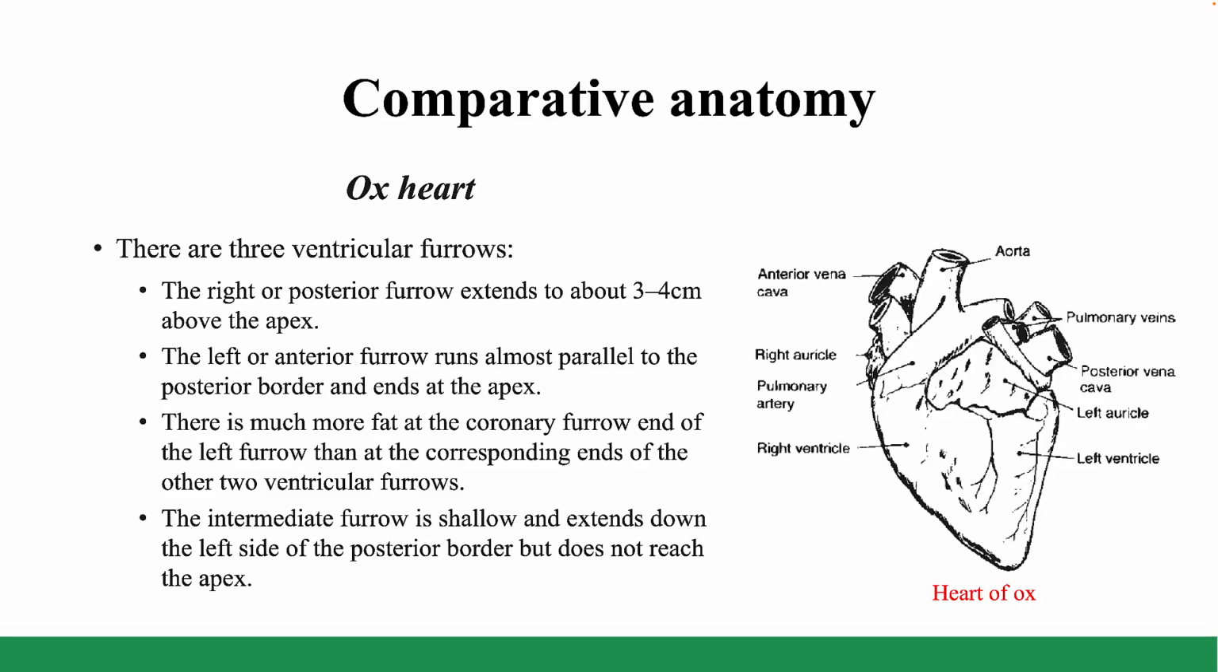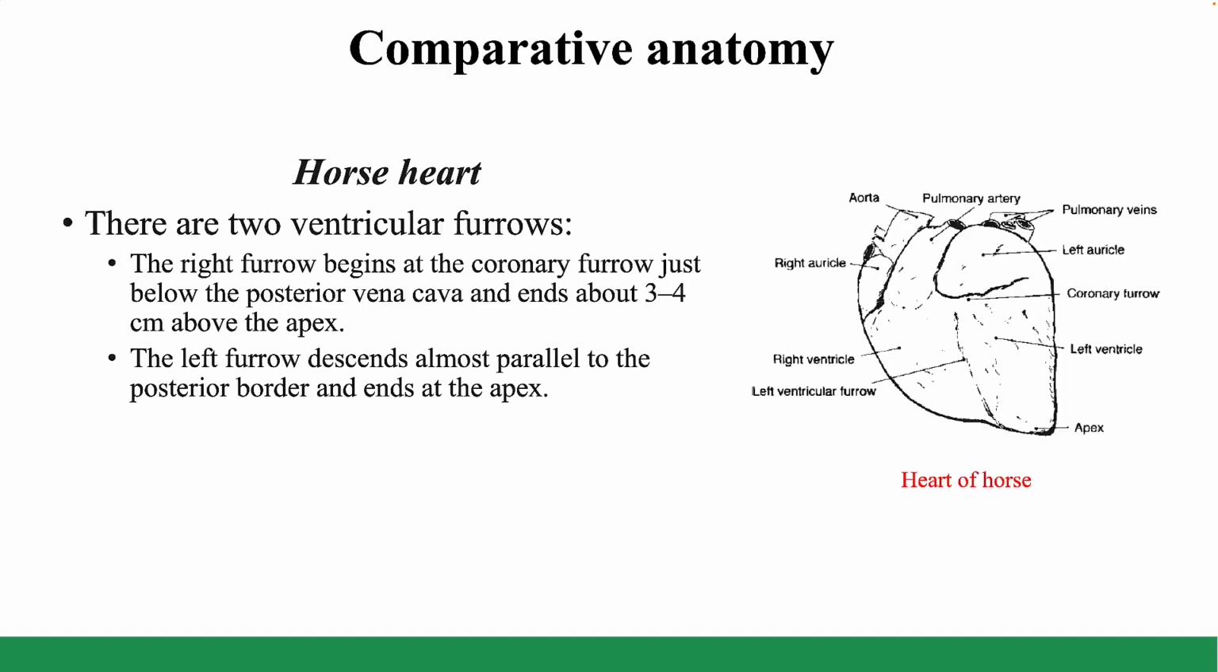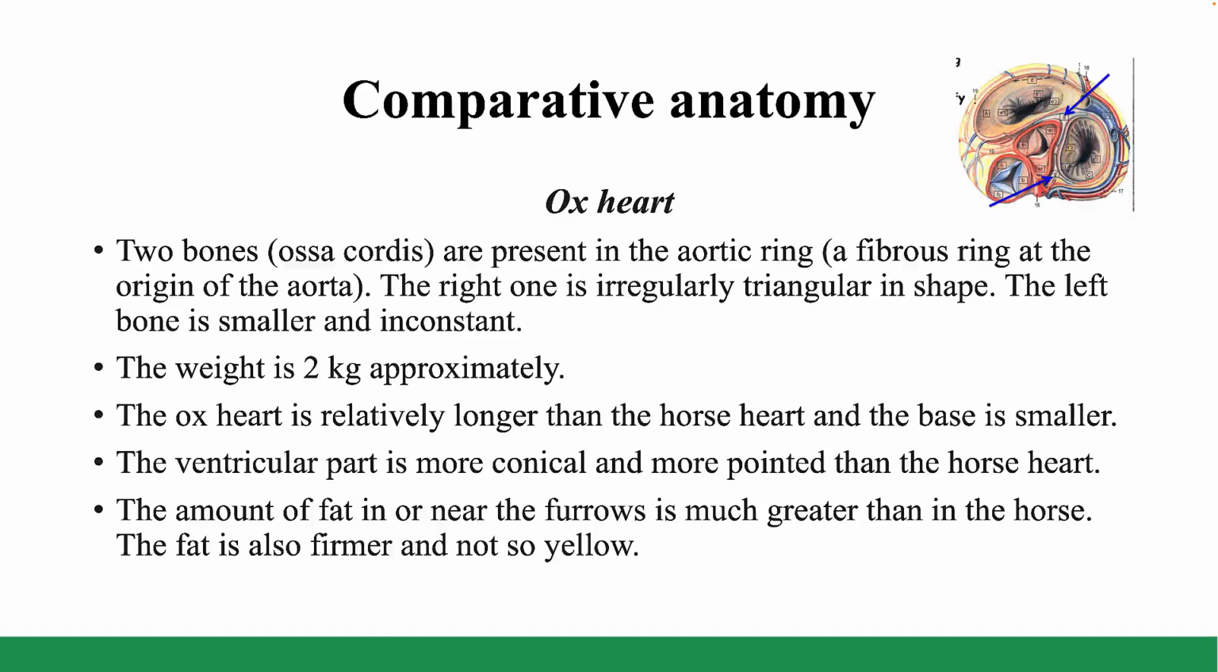And the intermediate one, which is the third one, is also a little bit narrow, and it goes almost towards the middle of the ventricular side of the heart, and we can't see it in the picture here. In contrast, horses have two ventricular furrows, and as we also saw in the bovine, the right furrow doesn't reach the apex, while the left furrow goes towards the apex.